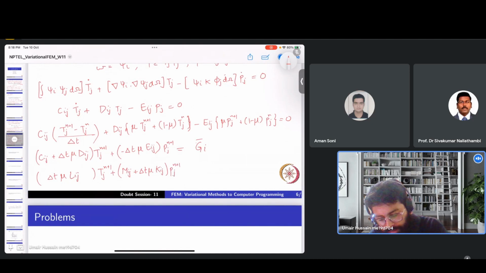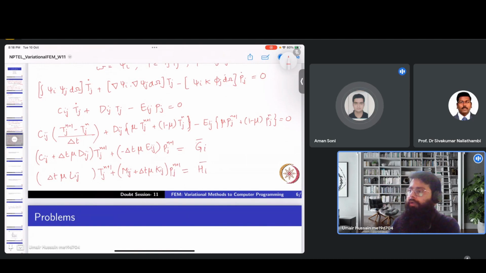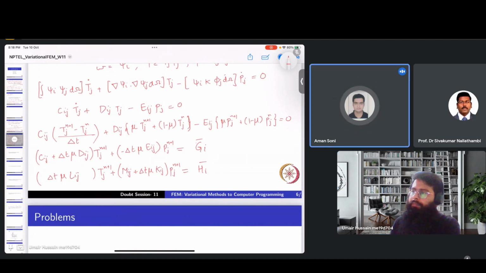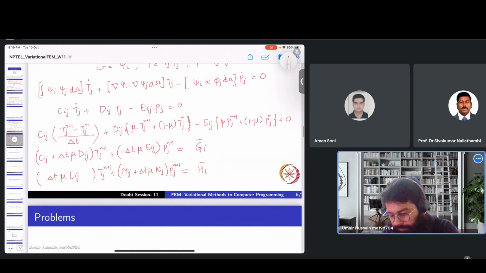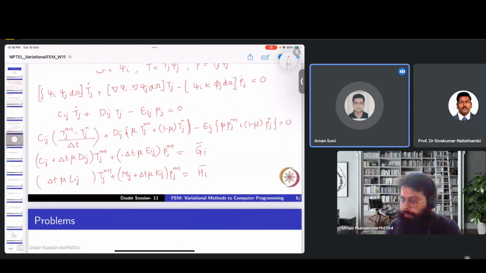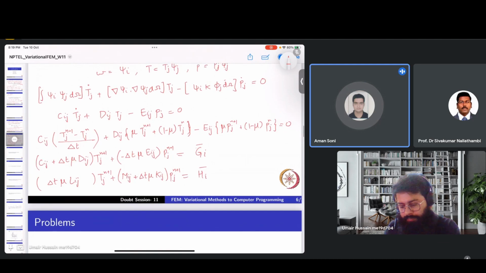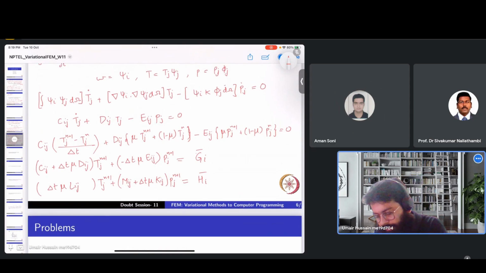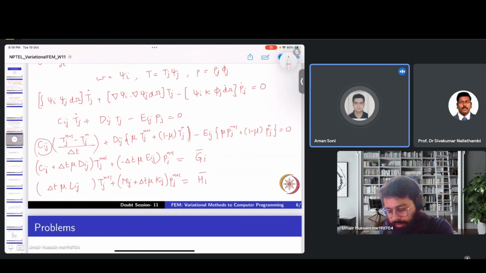So pj n plus 1. That's all the old time step solution values we can decide with h I bar. So in this step, you have also eliminated the Cij term to the right hand side. Which one? In the last step, you have also eliminated this Cij term to the right hand side. Cij, this Cij. Yes.